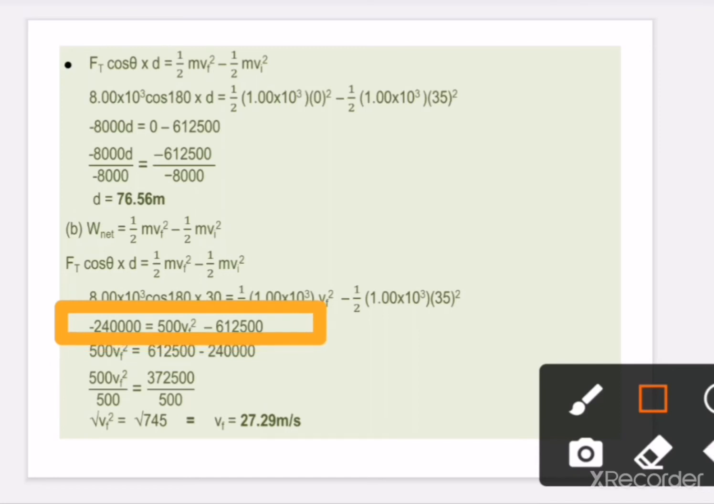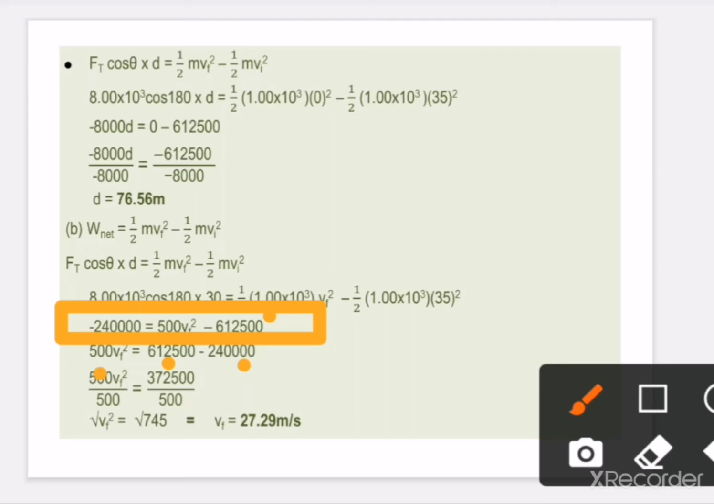How are we going to do that? We just take this 612,500 to the other side. Of course, when it crosses the equal sign, it becomes positive. So now we have 612,500 minus 240,000, which gives us 372,500. To get the value of vf, first of all, we get rid of the 500.